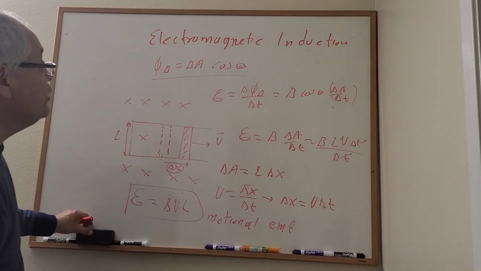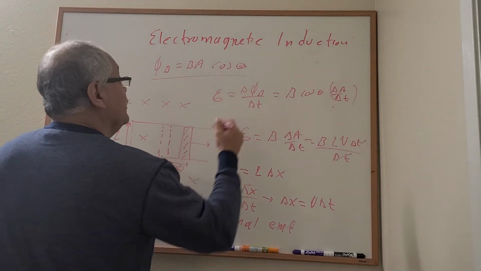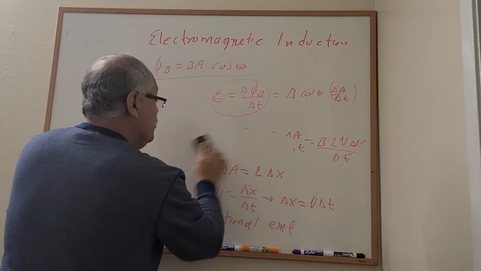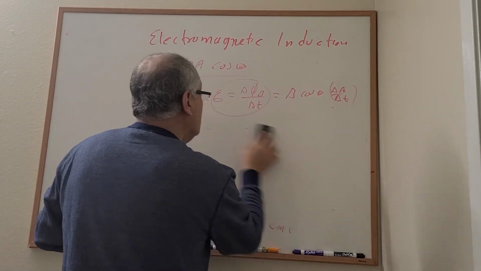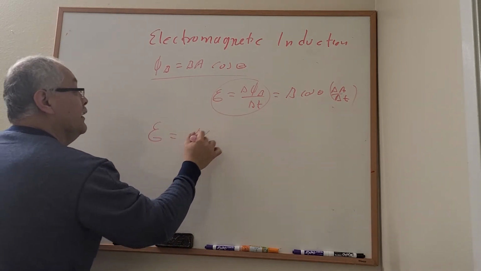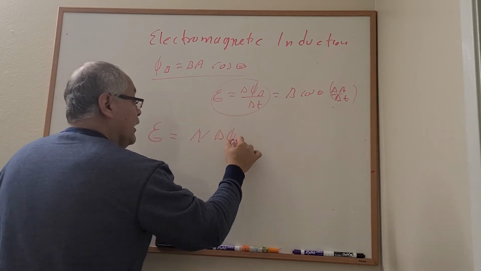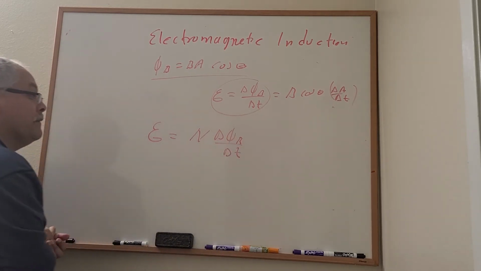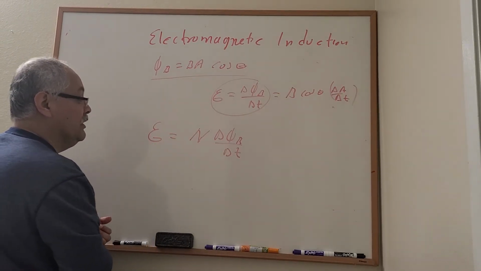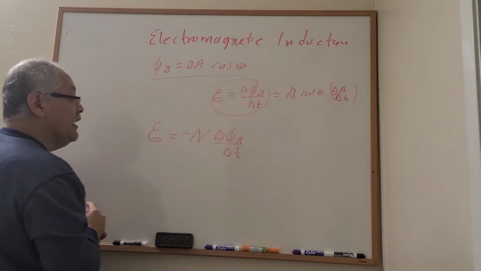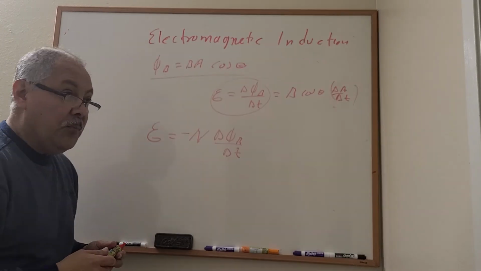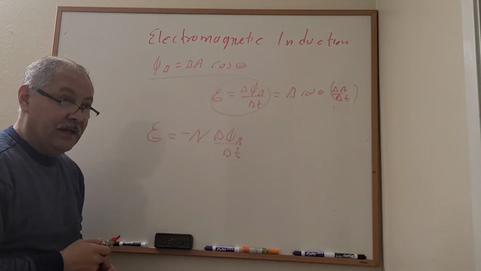Now let's go back to this equation. It's a very important equation. This is for one loop. Here we have N loops. The electromotive force is equal to N times the change in the magnetic flux with respect to time. But it's found that this electromotive force has a negative sign, because the current that is induced goes in the opposite direction to the change of the magnetic flux.